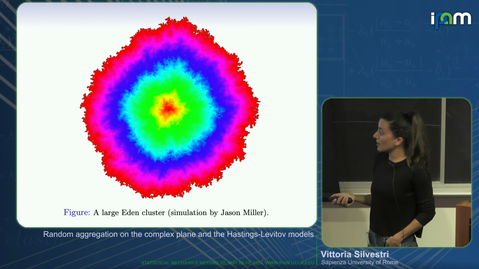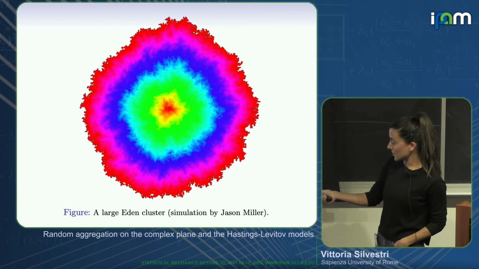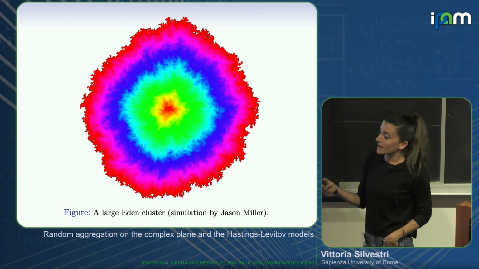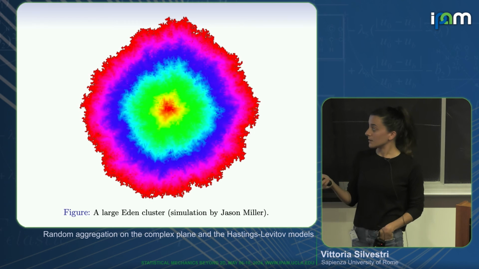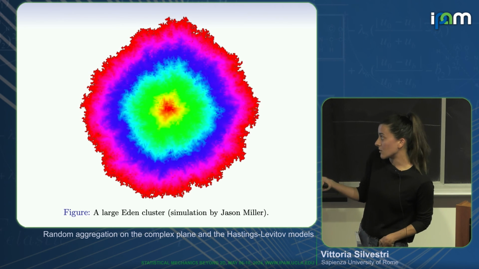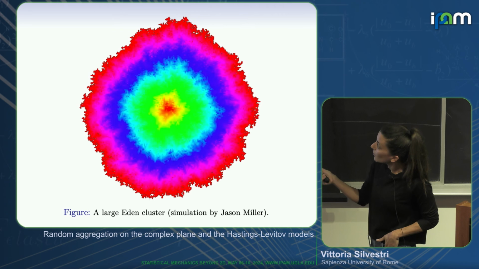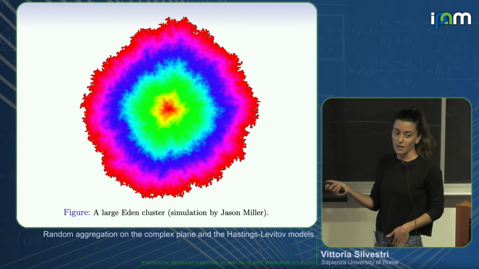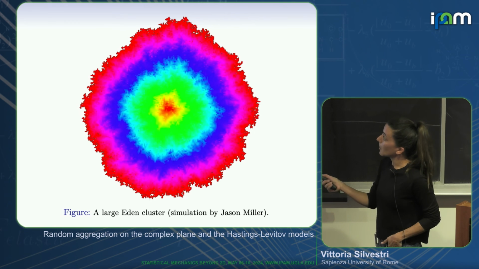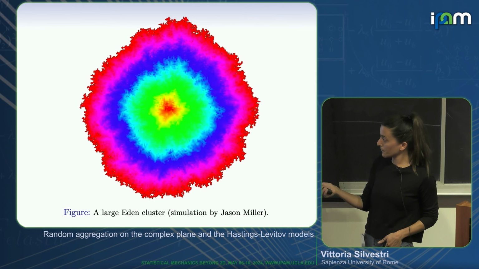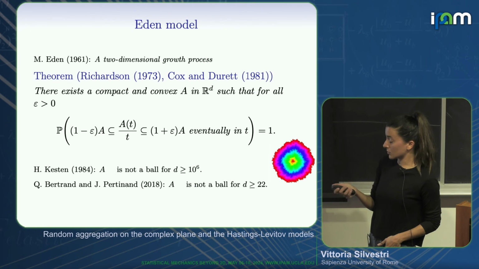And this is a picture of a large Eden cluster. This picture was made by Jason Miller in Cambridge. The colors here represent the time of arrival of particles. We see that the structure looks pretty regular. It doesn't really look like a disk. We can see that the growth is slightly faster in the preferential direction of the underlying grid. But it looks like the fluctuations are microscopic in the radius. And in fact, this is known to be true.